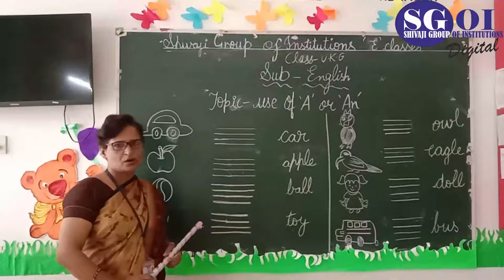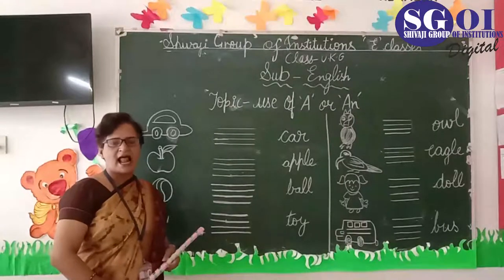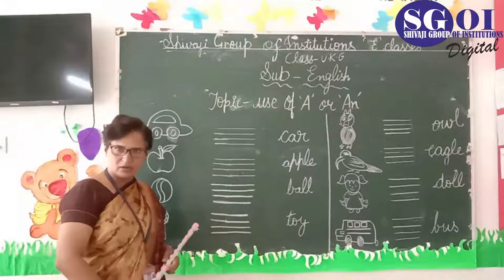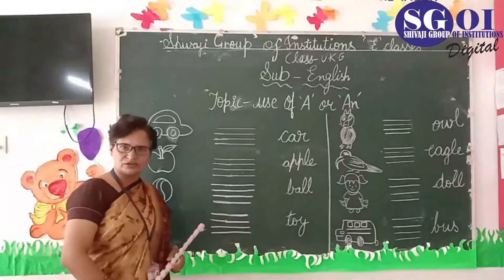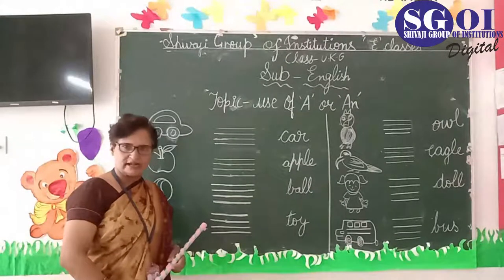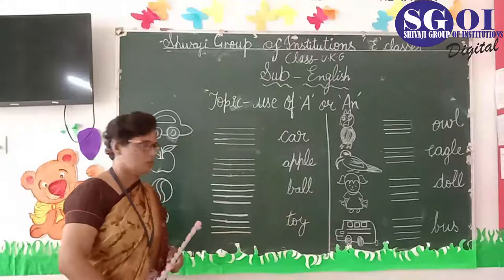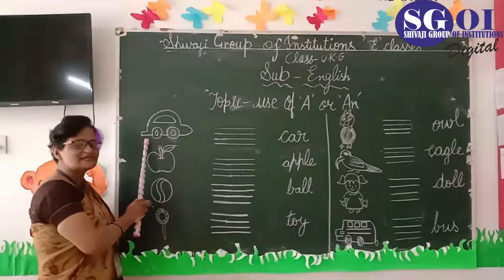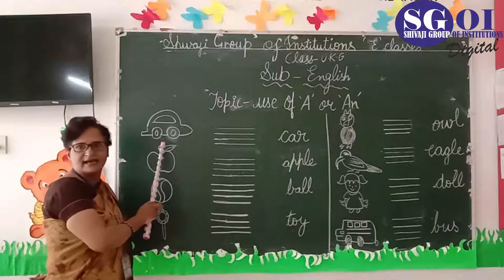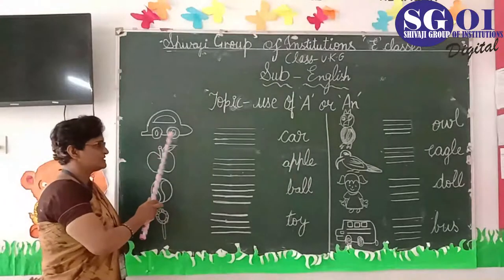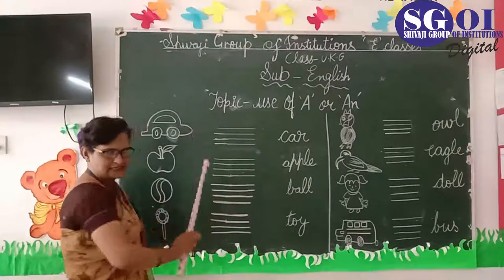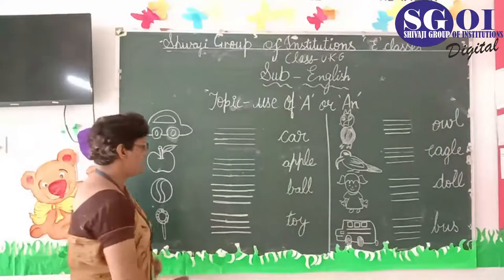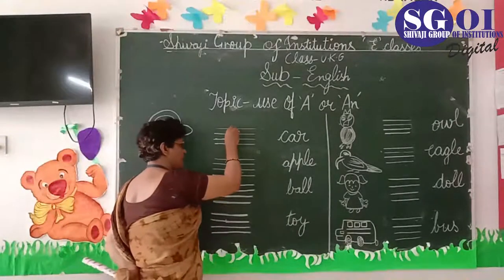Now students, take your pencil and look at the blackboard and write with me. Okay? I hope you all understood the A and an. Now we'll start today's work. Okay? What is this? Which picture is this? This is the picture of a car. So C is a consonant. C is a consonant. So what we have to fill here? A. We have to fill here.